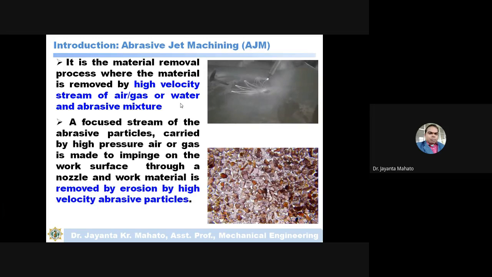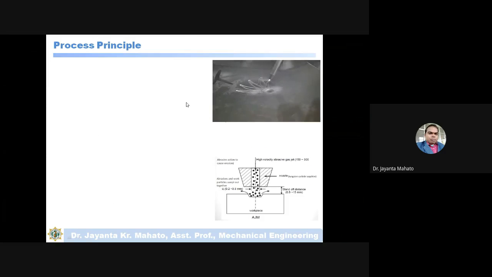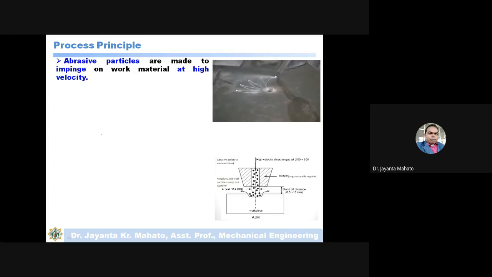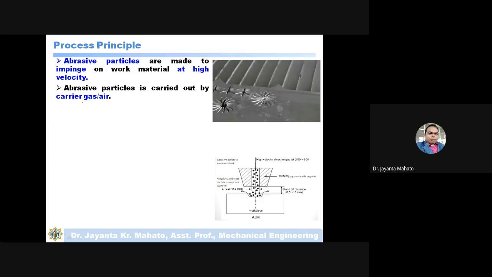Okay, so this is the introduction, the basic definition. So what is the working principle and process principle of this abrasive jet machining? So first, क्या हो रही है, abrasive particles impinge on the workpiece at a high velocity. Okay. This high velocity is actually carried by either gas or water. These abrasive particles are carried by carrier gas or air or water.